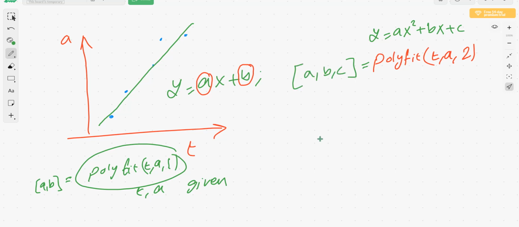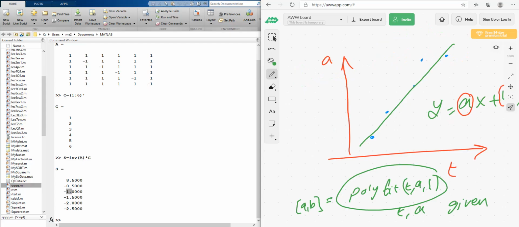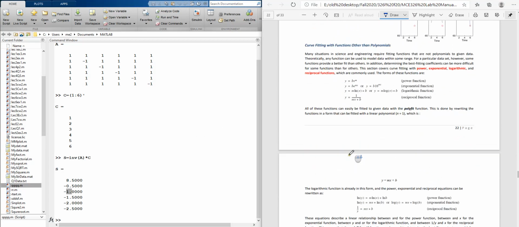Now, the polyfit function, if it's second order, will return the value of a, the value of b, the value of c. If you know them, you know the function y. So this is how we can use the polyfit function: first order, second order, third order, and so on. Now let me go to one of the exercises.